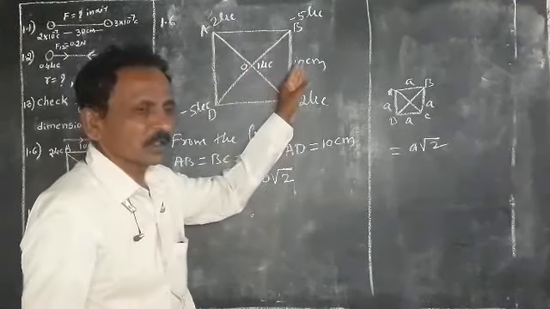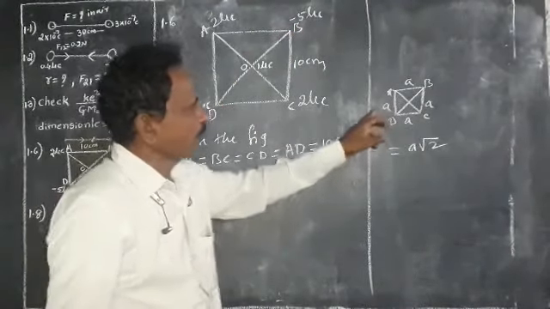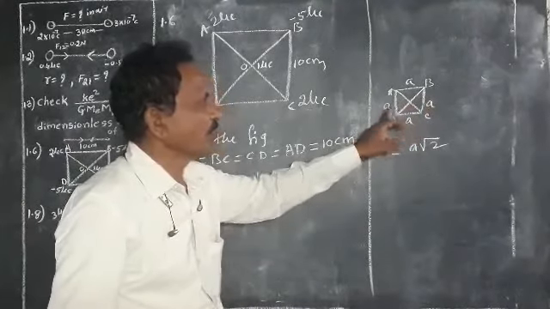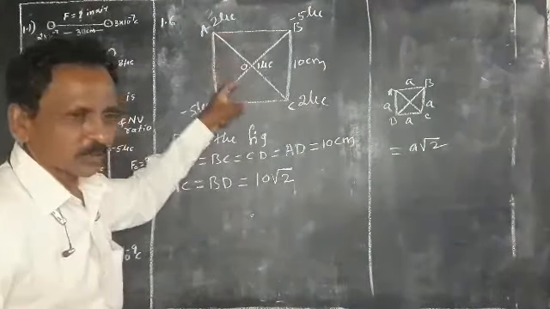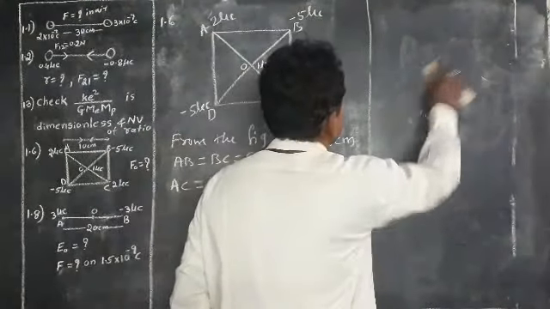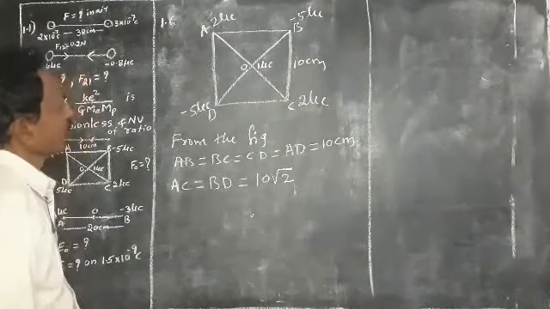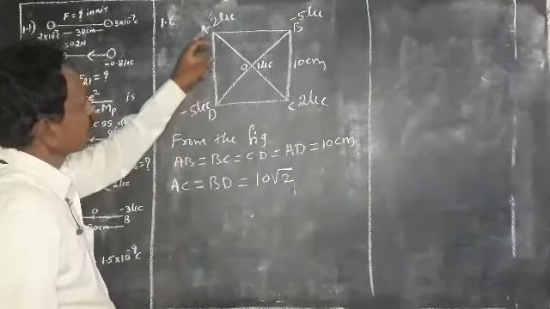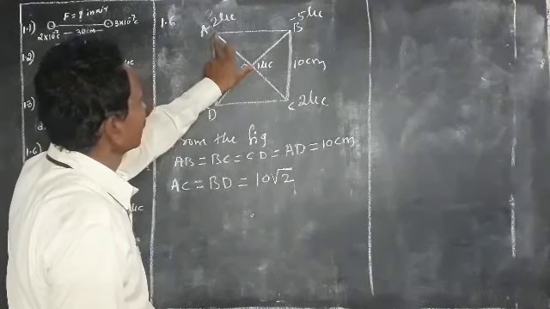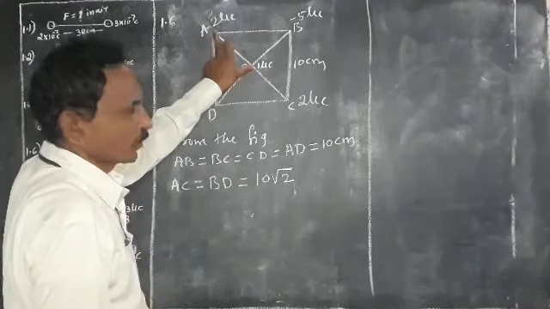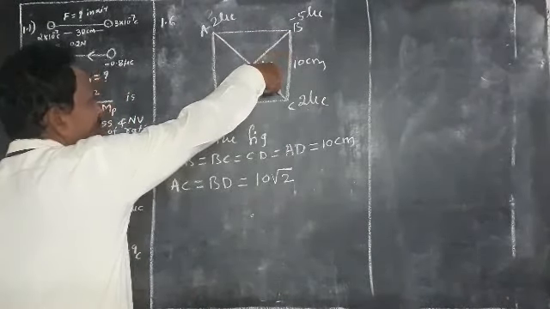If side is 50, diagonal is 50 into root 2. If side is a, then diagonal BD equals AC equals a root 2. It is not necessary to calculate using Pythagoras theorem. And there is a force on 1 microcoulomb due to 2 microcoulomb. Therefore, these distances are considered.